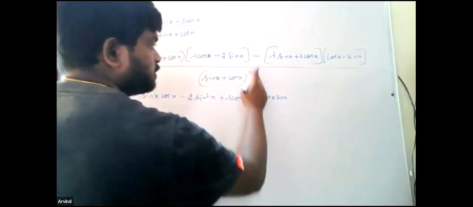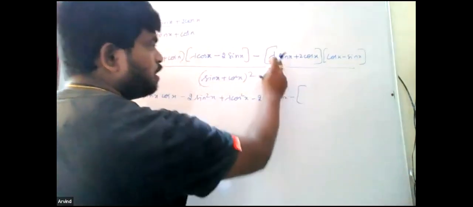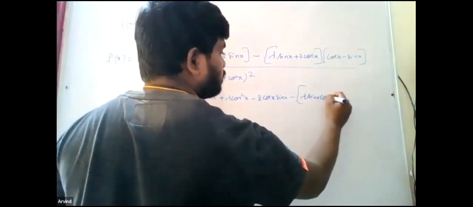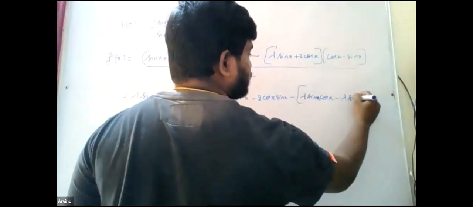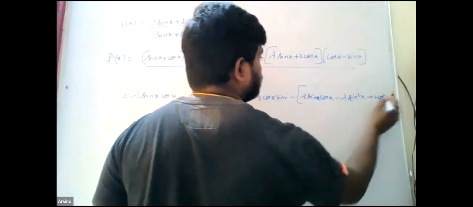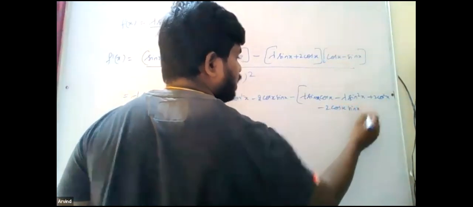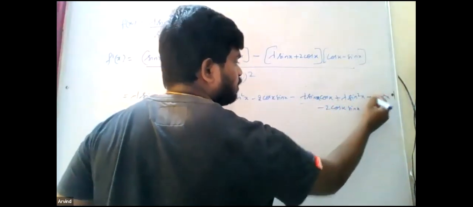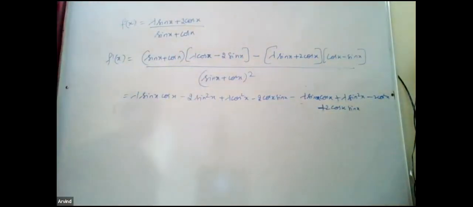Again multiply this, keeping the minus as it is, in brackets: lambda sin x into cos x is lambda sin x cos x, lambda sin x into minus sin x is minus lambda sin square x, 2 cos x into cos x is 2 cos square x, 2 cos x into minus sin x is minus 2 cos x sin x. Now when we remove the brackets, the minus must be multiplied for everything, so this will become plus, minus, plus.